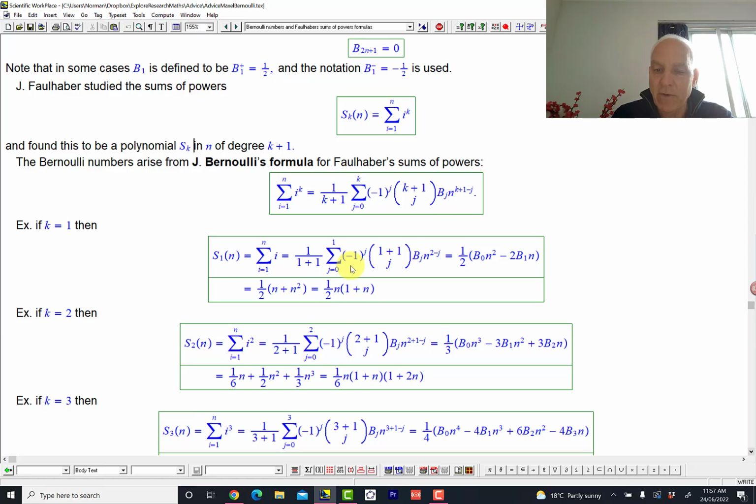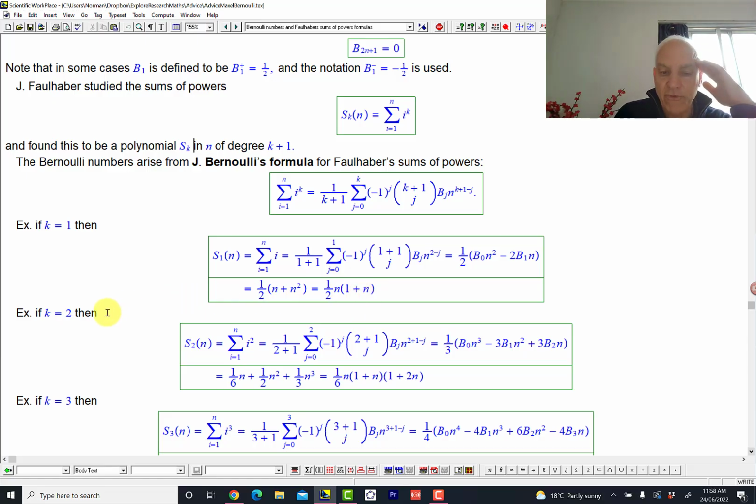So when j is 0, we get 2 choose 0, which is just 1, times b sub 0 times n squared. And when j is 1, we get a minus sign, and we get 2 choose 1, which is 2. So 2 times b sub 1 times n to the 1. So then you plug in b sub 0 is 1, so that's just a single n squared, and b sub 1 is minus a half, so this becomes just plus 1. We get 1/2 of n plus n squared, which is the usual thing that we know.